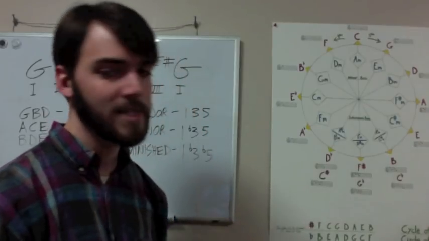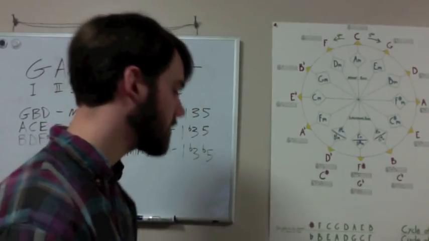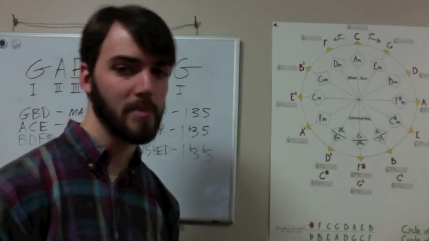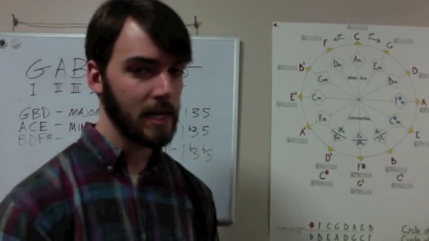All right, so we're looking at the key of B over here. Now the key of B has 5 sharps in it. It's a lot of sharps. So we have F sharp, C sharp, G sharp, D sharp, and A sharp. Basically everything is sharp except for B and E.